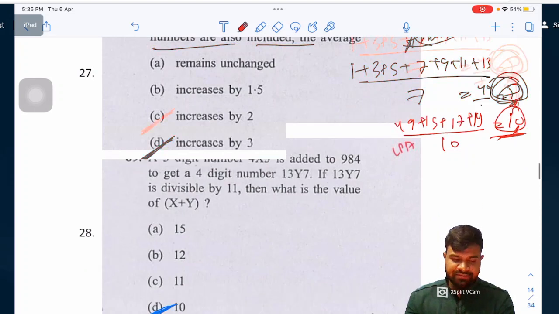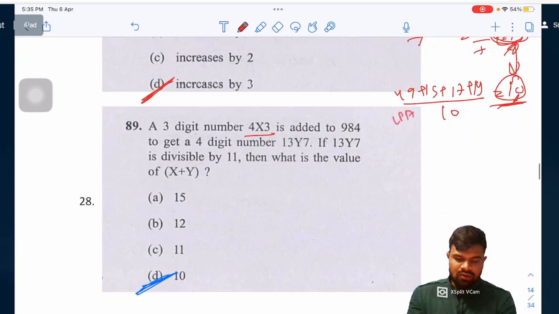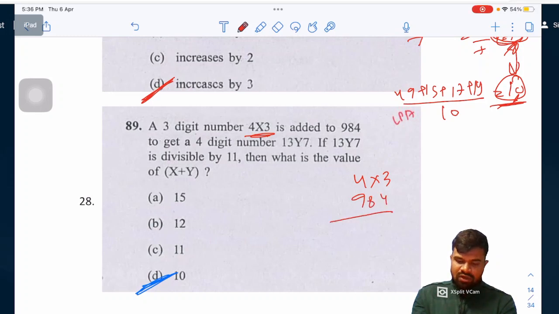Now this question we have already discussed, but I just want you to do this. So this is something like 4x3 plus 984 is 13y7, and this 13y7 is divisible by 11. Now how will we do that? We will apply the divisibility rule of 11.